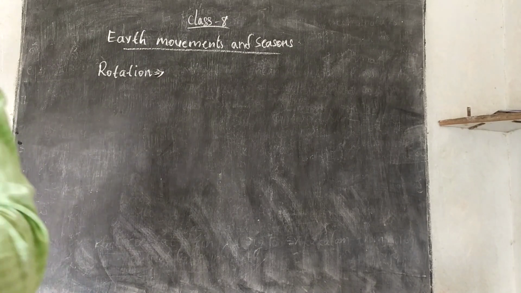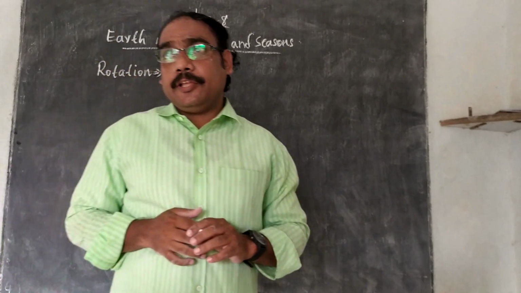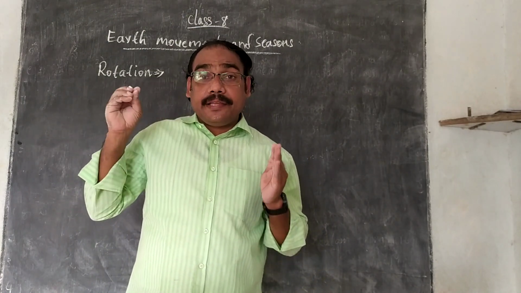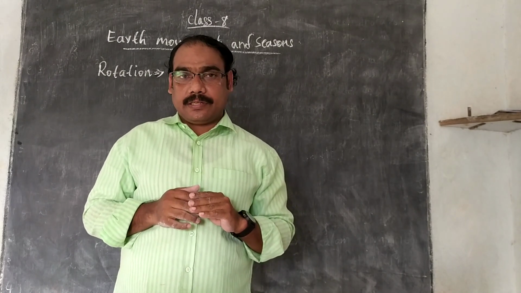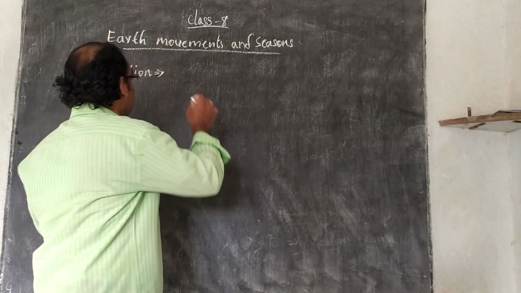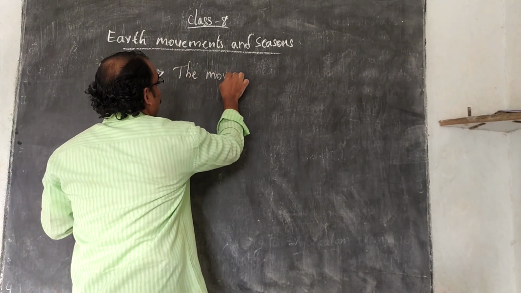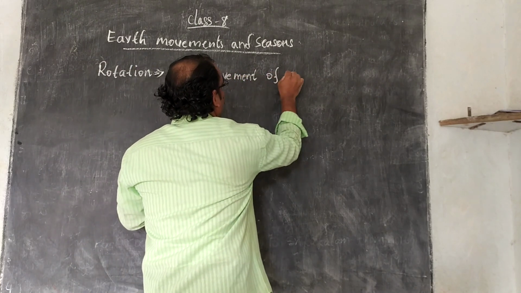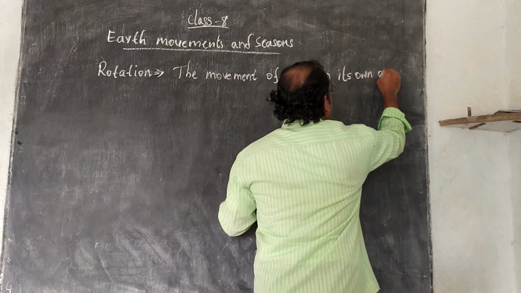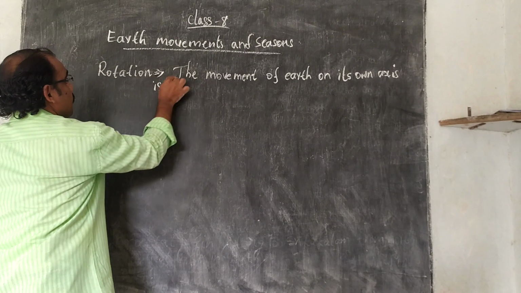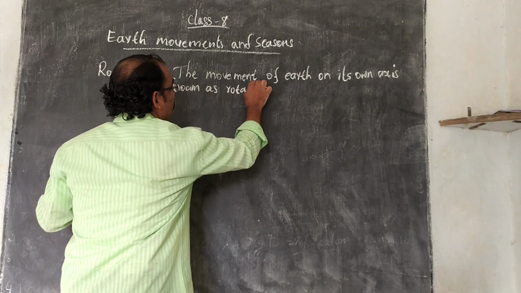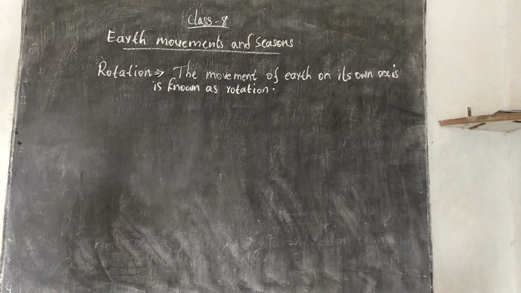What is the meaning of the word rotation? Already you know the Earth is one of the planets. The Earth is moving on its own axis. It is known as rotation. Is it clear? The movement of Earth on its own axis is known as rotation. So the definition we can write: the movement of Earth on its own axis is known as rotation.